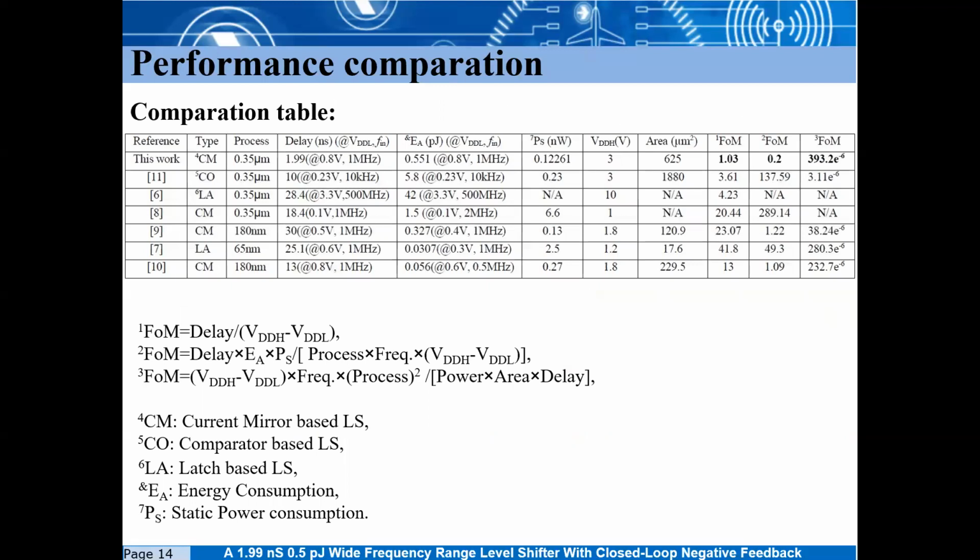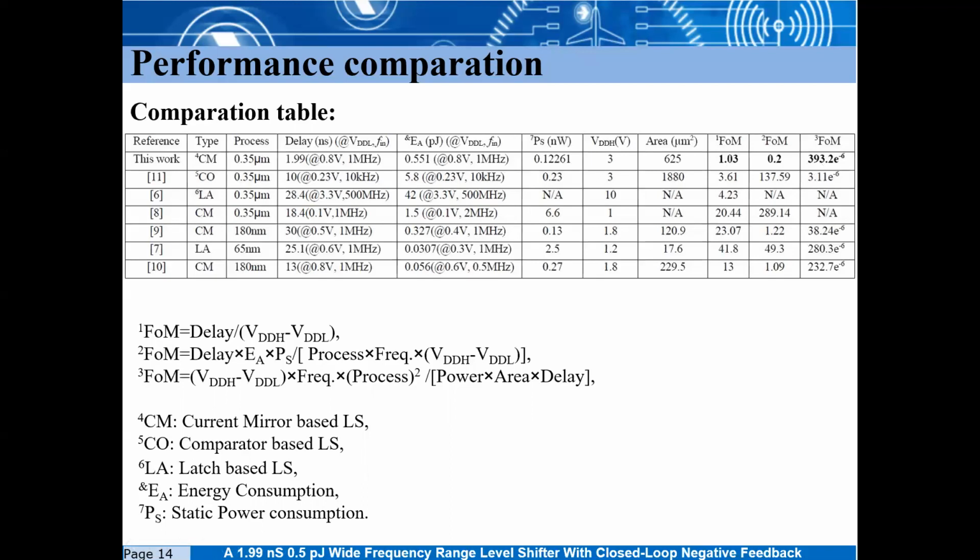This table summarizes and compares the performance of the proposed circuit with similar designs. Different figures of merit have been applied to provide a fair comparison. In the first figure of merit, the best value is the lowest one. In the second figure of merit, the best value is the lowest one. And in the last figure of merit, the best value is the largest one.